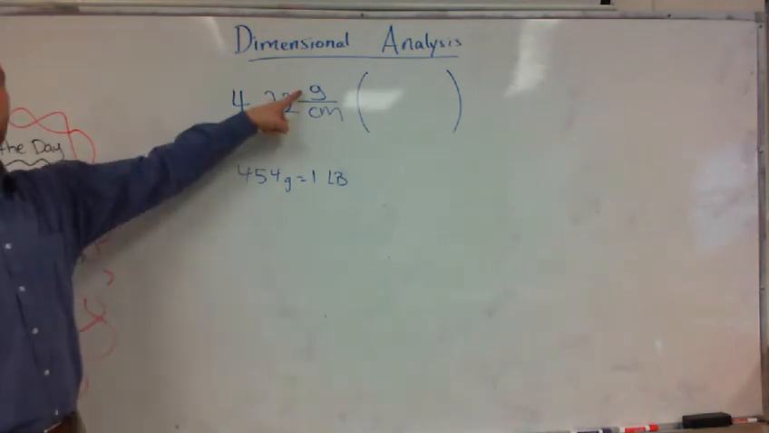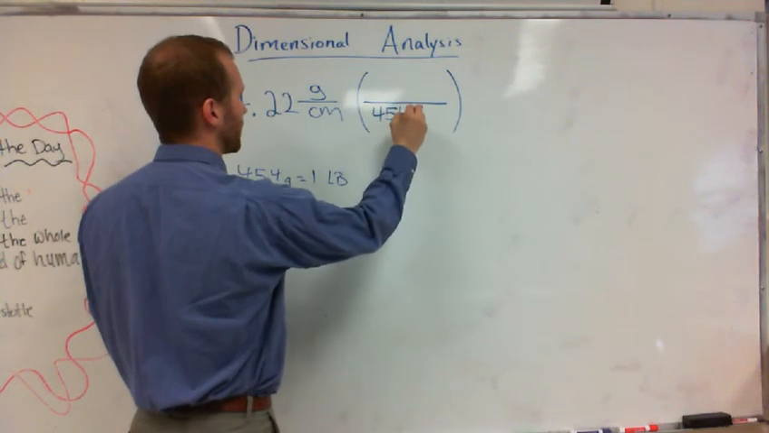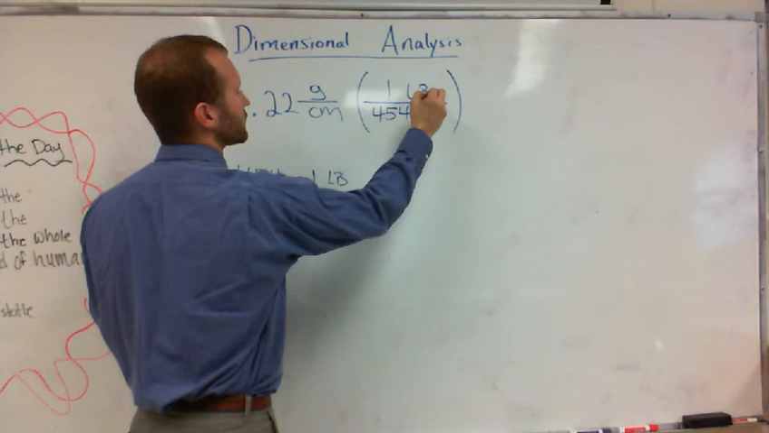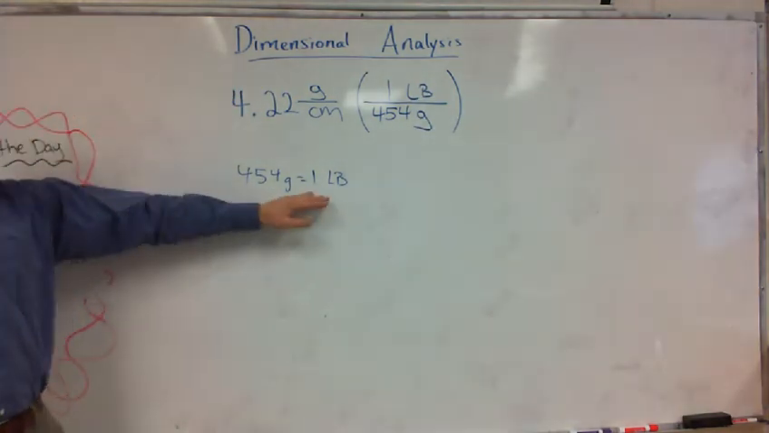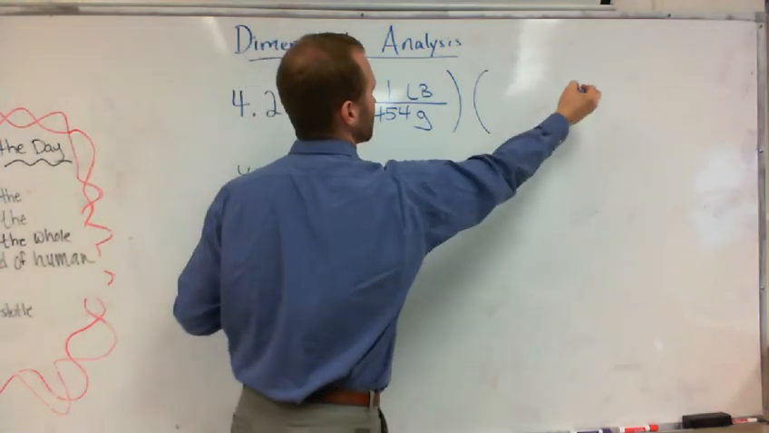Since grams is on the top of my fraction, I'm going to write grams down here. And then I'm going to write the other half of my conversion factor up top. Okay. Now I'm going to start to think about centimeters.